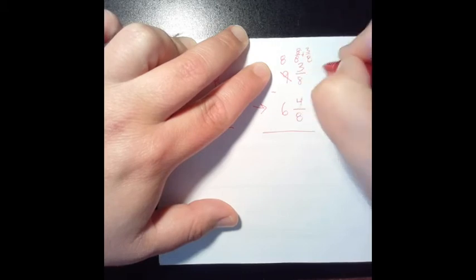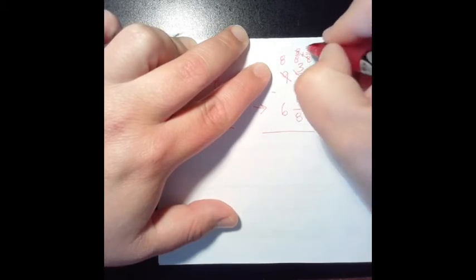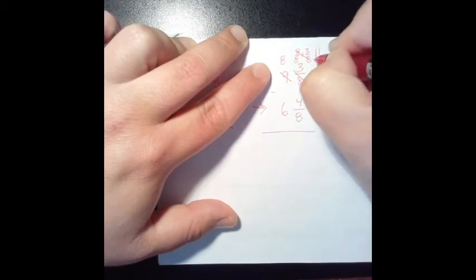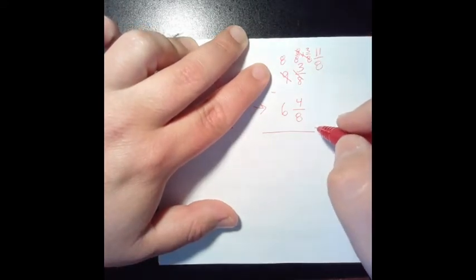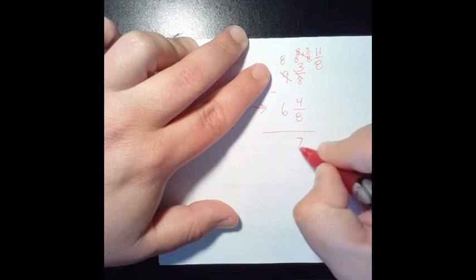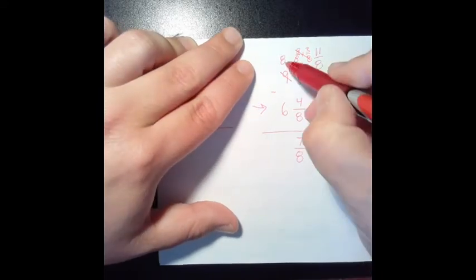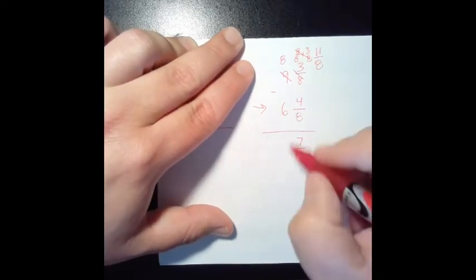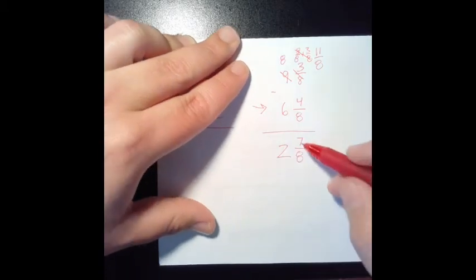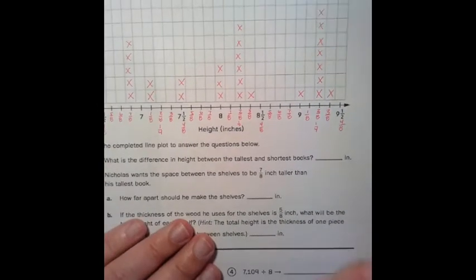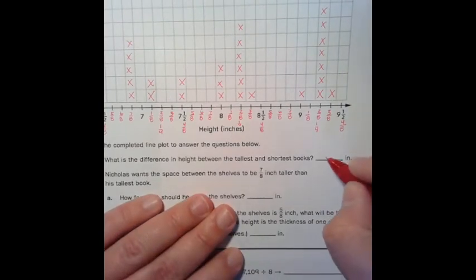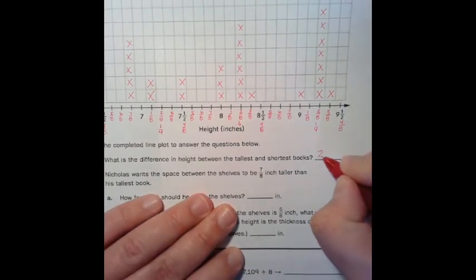So 8, 9, 10, 11. So that gives us 11/8. So we have 11/8, take away 4/8, which we can do, and that is 7/8. And now we have 8, take away 6, and that will give us 2. So that's 2 and 7/8 is the difference in height between the tallest and shortest books. So again, that's 2 and 7/8.